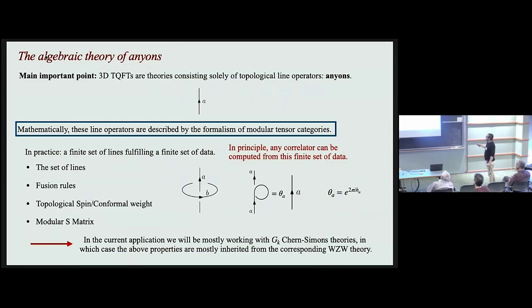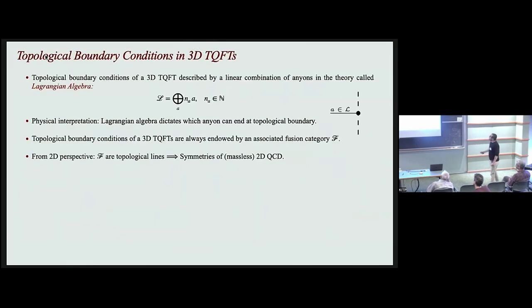And what we want to study is topological boundary conditions of these 3D theories. So to do this, here are a number of statements that are true, which is that any topological boundary condition of a 3D TQFT is described by a linear combination of anions called a Lagrangian algebra. So basically an object of this form. This Lagrangian algebra has a very compact physical interpretation, which is that they are the anions that can end at the topological boundary, as in this figure. So if A belongs in the Lagrangian algebra, then it can end at the topological junction at the topological boundary.